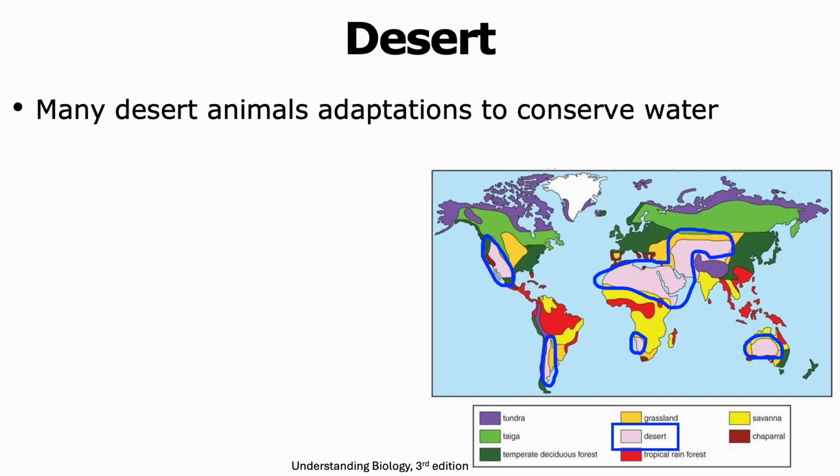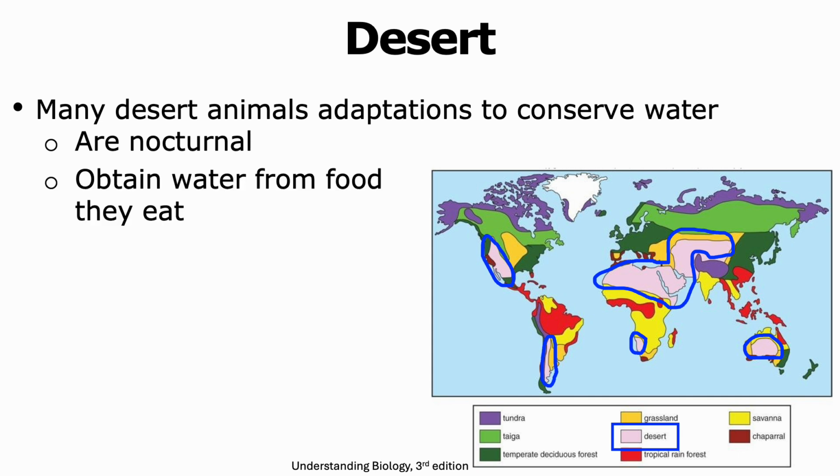Similarly, desert animals have also evolved adaptations. Many of them tend to be nocturnal, and this way they're able to get away from the heat that is there during the day. They're able to obtain water from the food that they eat.